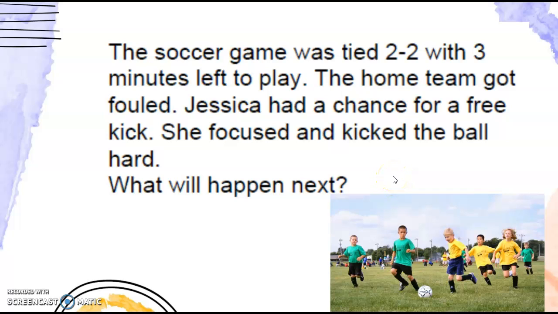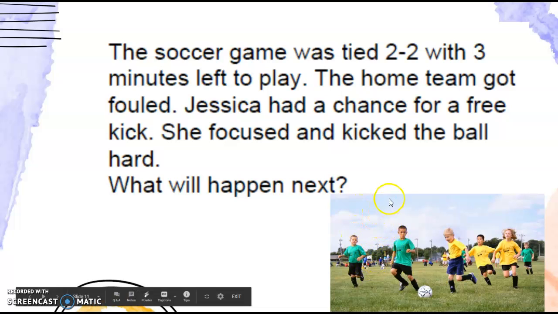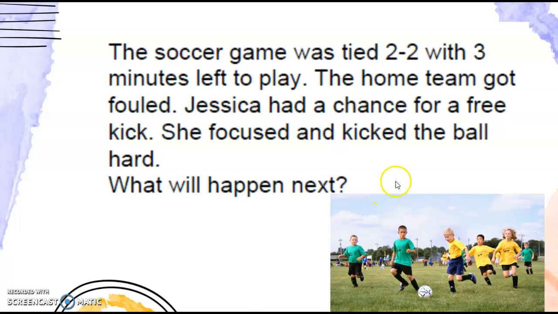What will happen next? Now, like I said at the beginning of the lesson, all these predictions might be different, and that's okay. This one could have a lot of different outcomes. You might have had a soccer game before where something like this happened, and so your prediction is going to be based on that. You might have watched a soccer game where something like this happened. You might have never seen a soccer game before in your life, and you're just making a prediction on what you think is going to happen based on what I read and based on the picture. And you know what? That's okay. So I want you to think about what is going to happen next.